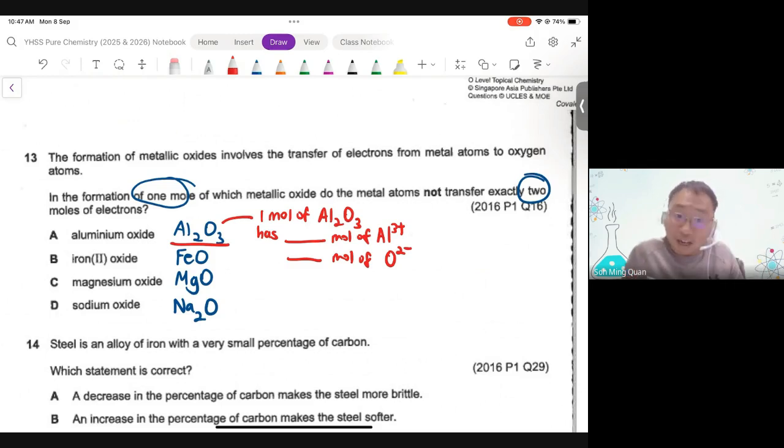1 mole of Al2O3 has how many moles of Al3+? I think it's quite obvious. 1 Al2O3 should have 2 moles of Al3+. How many moles of O2-? 3. That is the meaning of Al2O3, right?